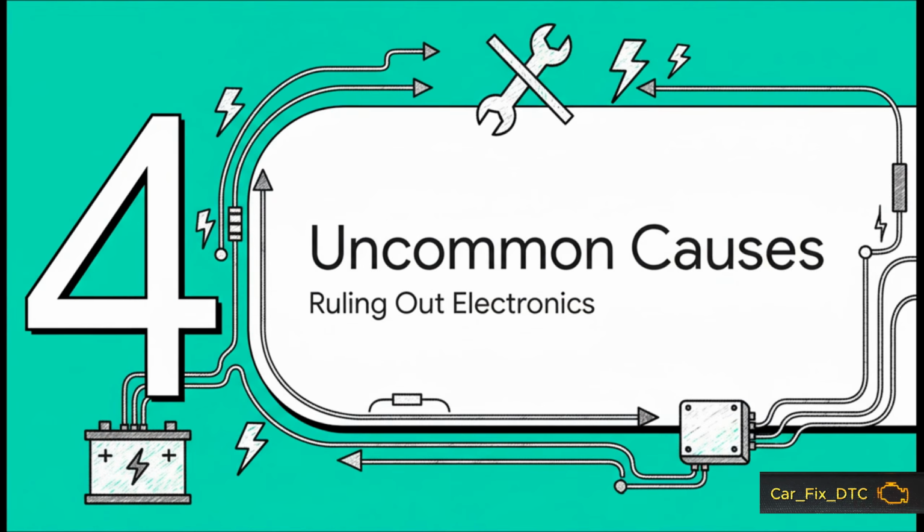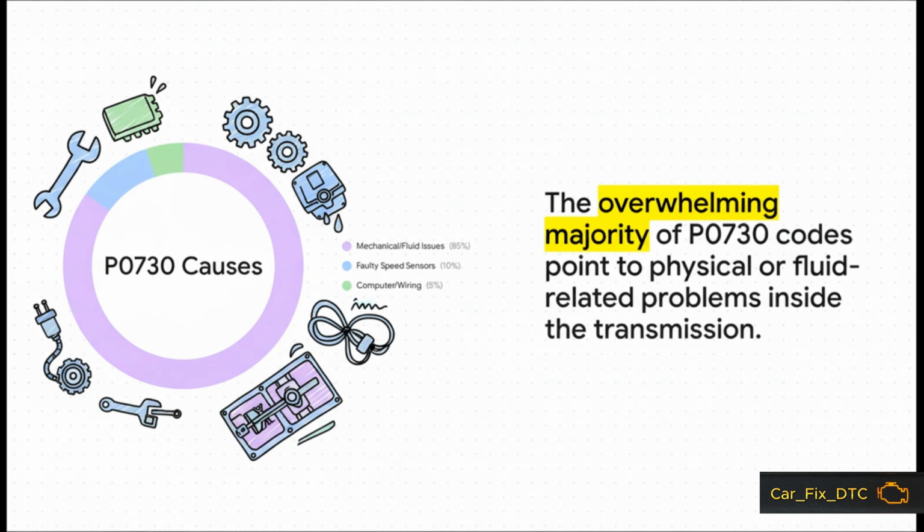Okay, so we've established it's almost always a mechanical or fluid issue. But just so we cover all our bases, let's really quickly talk about the less common culprits, the electronics. And this really says it all, doesn't it? Take a look. The vast majority of the time, we're talking 85%, this code comes back to a mechanical failure or a major fluid problem. Faulty speed sensors, that's maybe 10% of the time. And the computer or wiring itself being the problem, that's a tiny, super rare 5%.